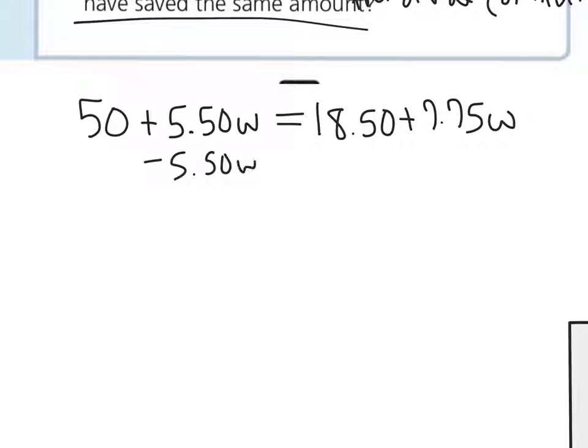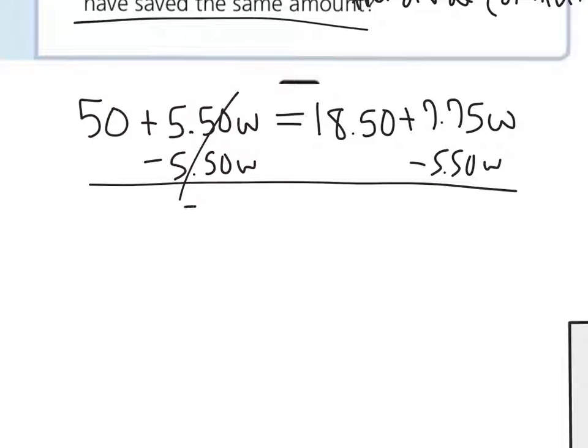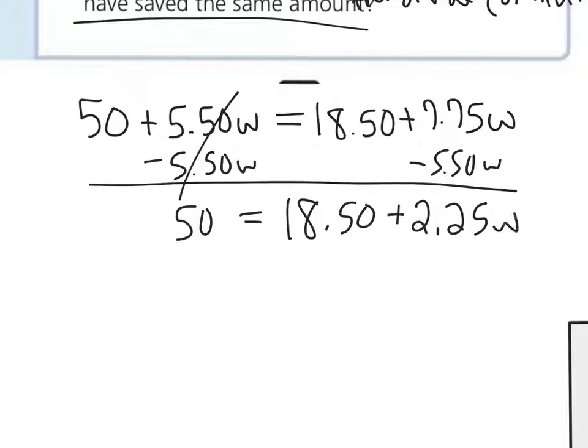So we can go ahead and subtract 5.50W on both sides. Gets our variable on one side. If this really bothers you, the order they have this, you can switch sides. Also, since these are being added, you could technically switch the order of those as well, if you like having the variable first.